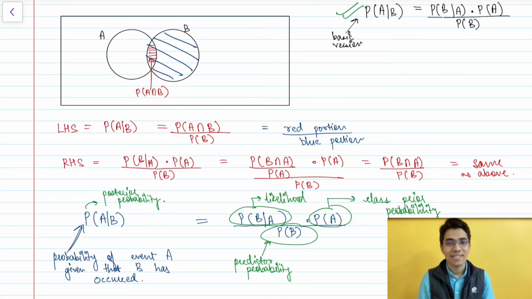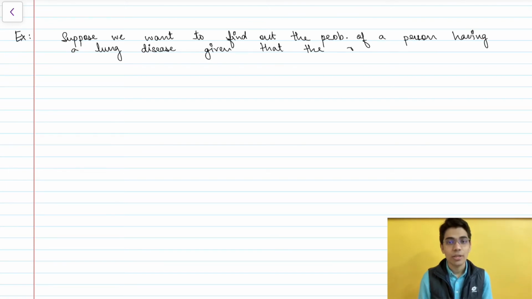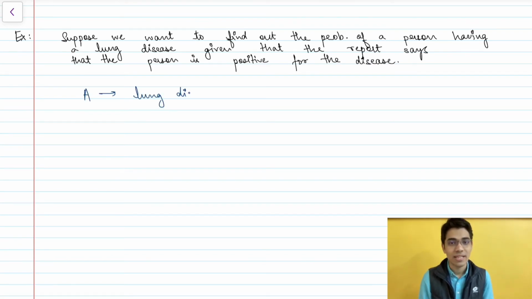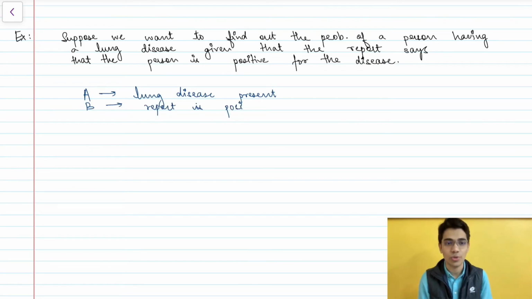Bayes theorem has wide applications, and if you are trying to go into the field of machine learning or more deeply into mathematics, you would definitely have to use the Bayes theorem a lot. What's the intuition behind the Bayes theorem itself? So let's take an example. Suppose we want to find out the probability of a person having a disease, given that the report says that the person is positive for that disease. So in this case, let's say event A is lung disease present and event B is that the report is positive. So we want to find out P of A given B, right?